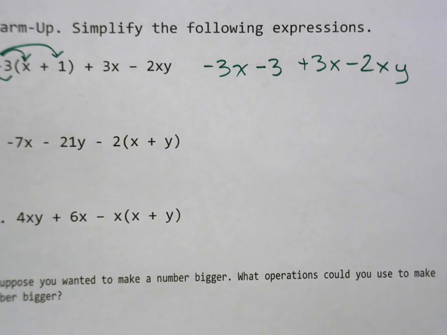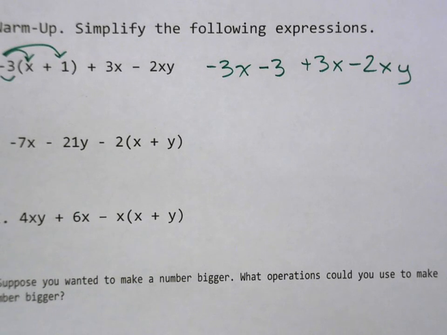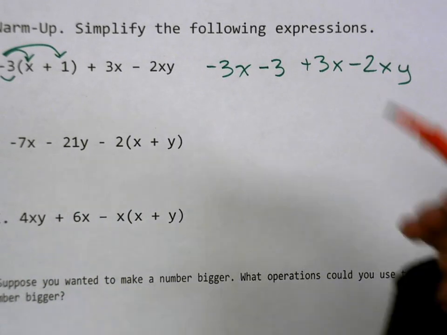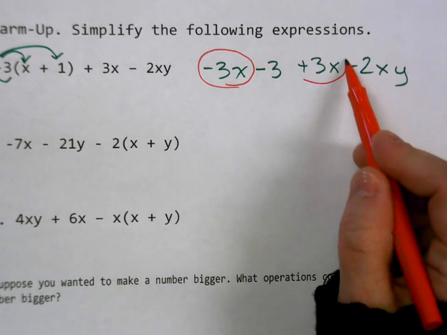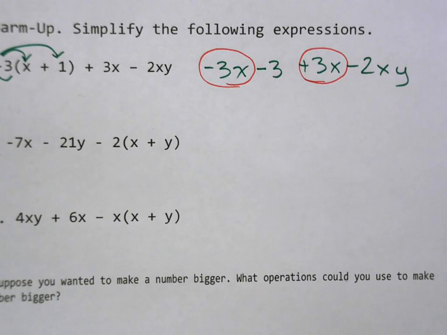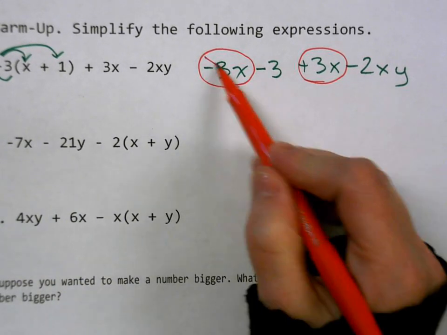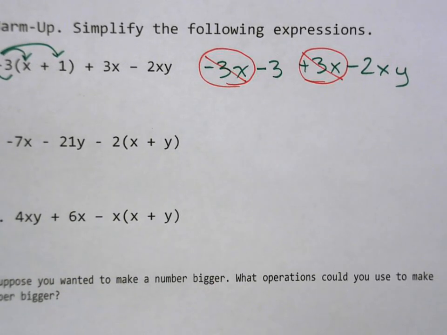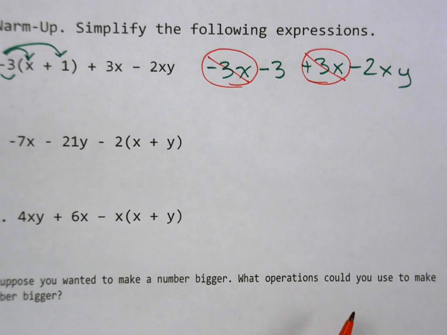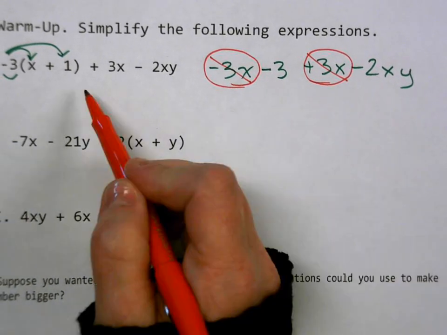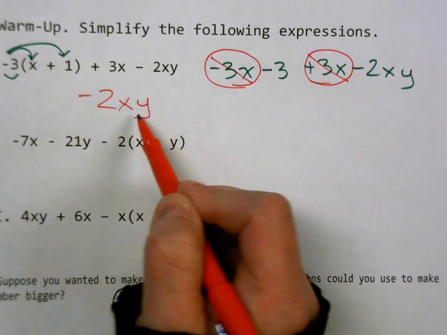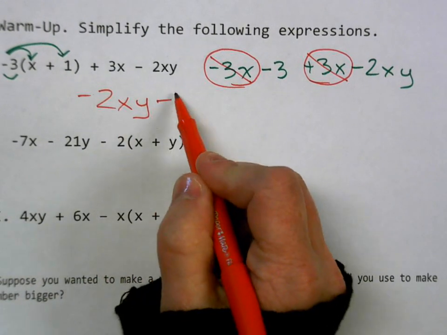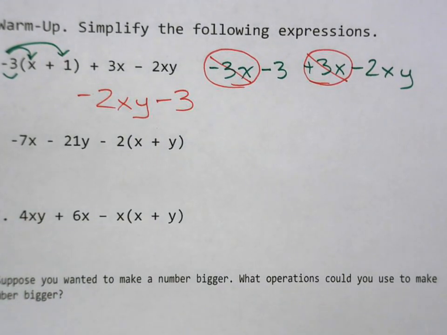Now, what are my like terms? -3x and positive 3x. And they actually cancel each other out. So my final answer for this is -2xy, because there's nothing else to do with that, -3, because I always list my variables, my terms that have variables in them first.